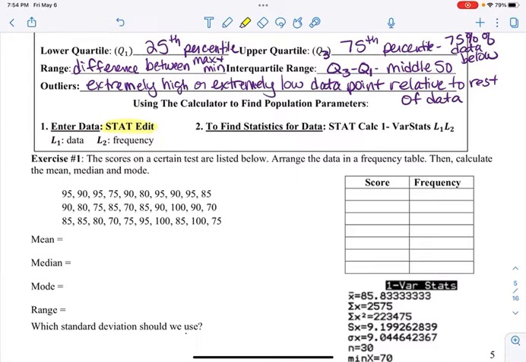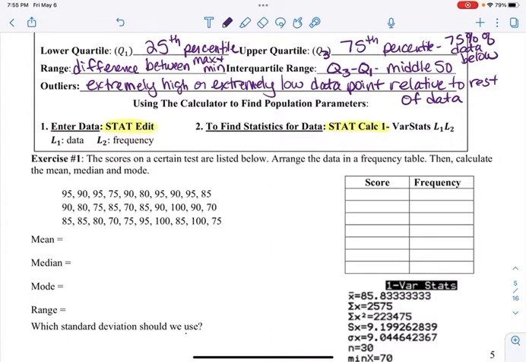So I hit stat and edit. I put the data in L1 and the frequency in L2. Then to find whatever statistics you're trying to find, you hit stat again. But this time you scroll over to the calc button, stat calc 1, and then you enter L1 and L2. So I'll do it on the calculator I have here, or at least we'll try to do it.